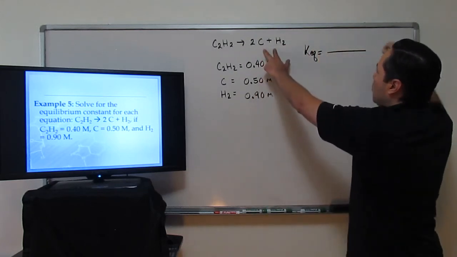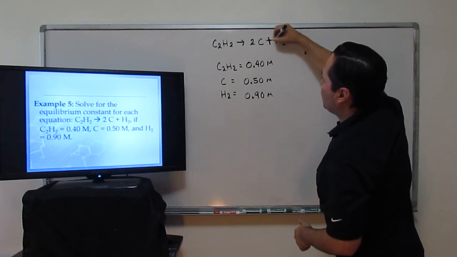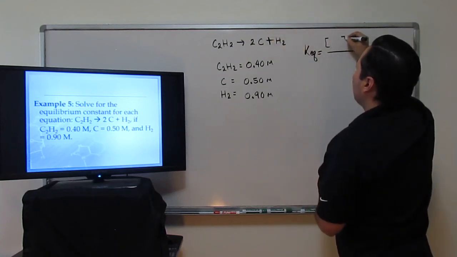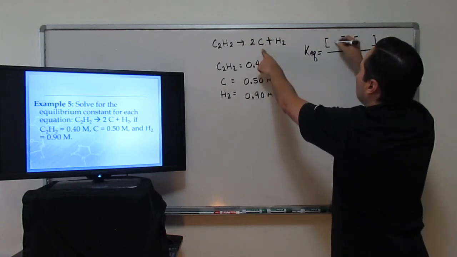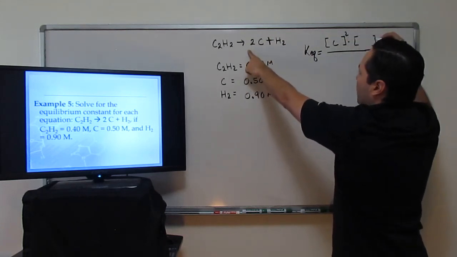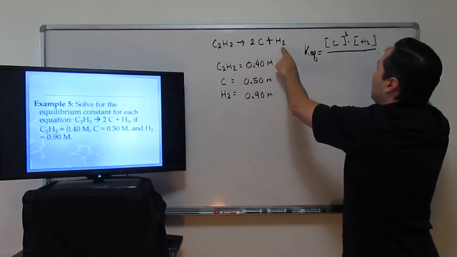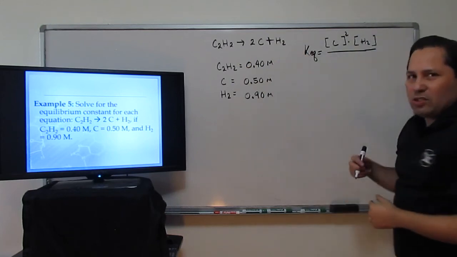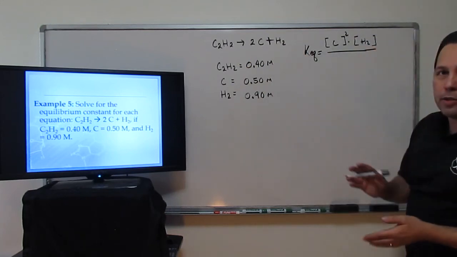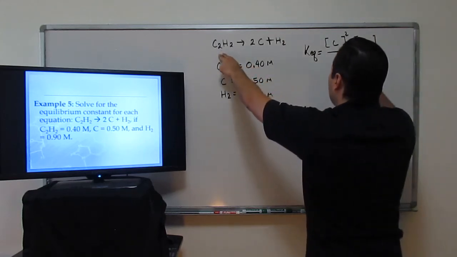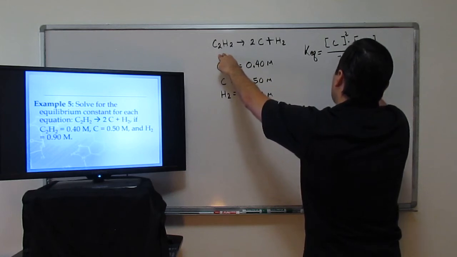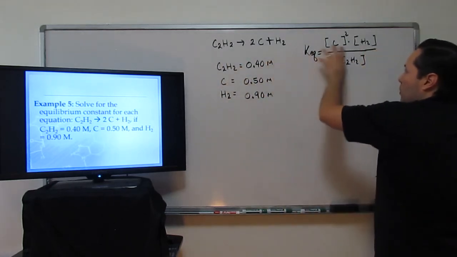Again, the products go on the top. Notice the plus in between them means that you need two separate sets of brackets for them. So there's carbon and there's a 2 in the front, so you put it on the top. And hydrogen, and you're like, there's a 2 right there. Well, that's a subscript, you just write it in there. You don't really do anything with it. For the left side, the reactant goes in the denominator, C2H2 in brackets. Next, we get the numbers and plug them in.